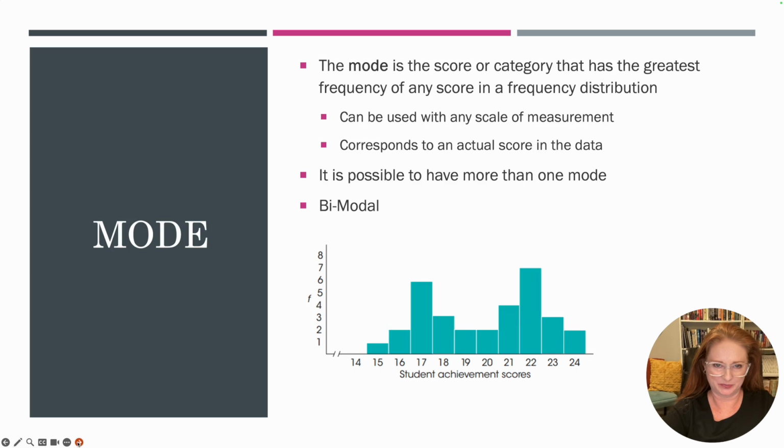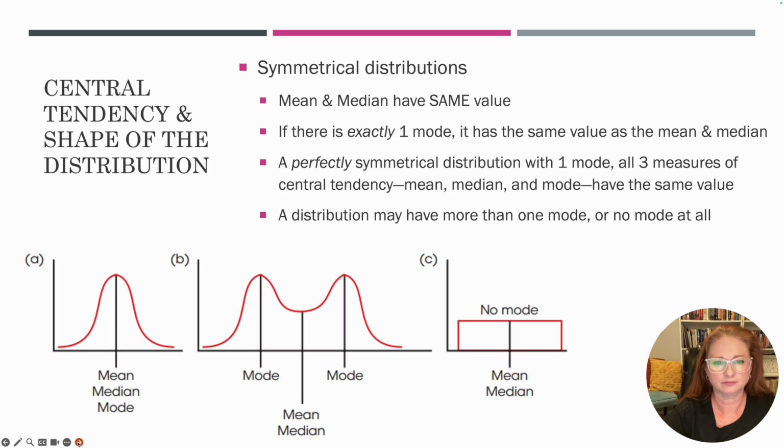Okay, mode, the last one. Remember, we're going to do 3. The mode is the score or category that has the greatest frequency of any score in the frequency distribution. It can be used with any scale of measurement: nominal, ordinal, interval, ratio. It does correspond to an actual score in the data. That's not necessarily true with mean or median, remember. It is possible to have more than one mode, in this case bimodal. See how it kind of peaks. It can be trimodal, but usually it's either unimodal or bimodal.